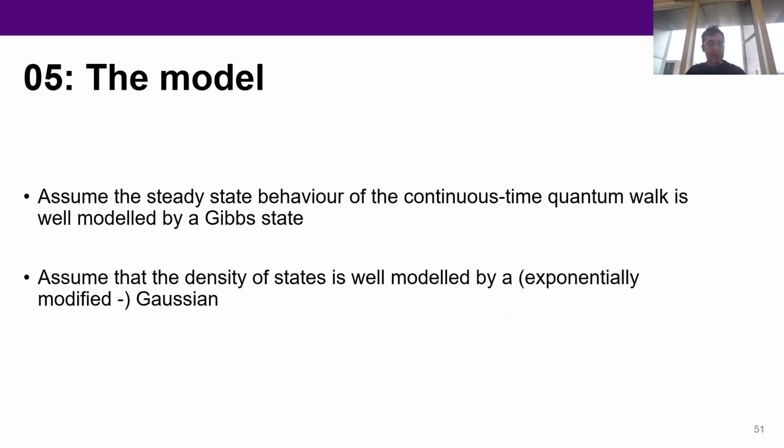So just to summarize the model, I'm going to assume that the steady state behavior of my continuous time quantum walk is well modeled by a Gibbs state. And I'm going to assume that I can model the density of states well with either a Gaussian or an exponentially modified Gaussian.